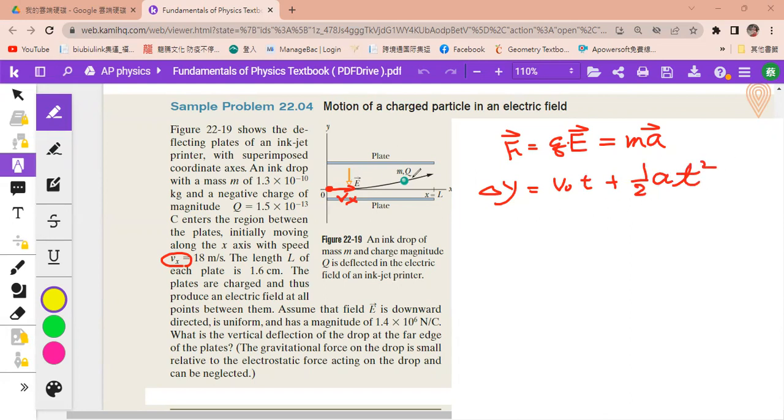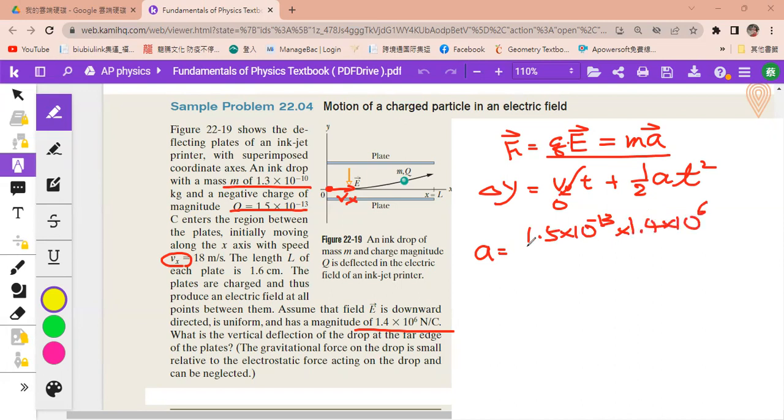And then no y component for your initial velocity, right? So it will be 0. And how about your a? Okay, you can see the q here and the E here, and then the mass here, right? So get the acceleration first. It will be 1.5 multiplied by 10 to the power of -13, E is 1.4 by the power of 6, mass is 1.3 by the power of -10. Use your calculator, you will get the magnitude.